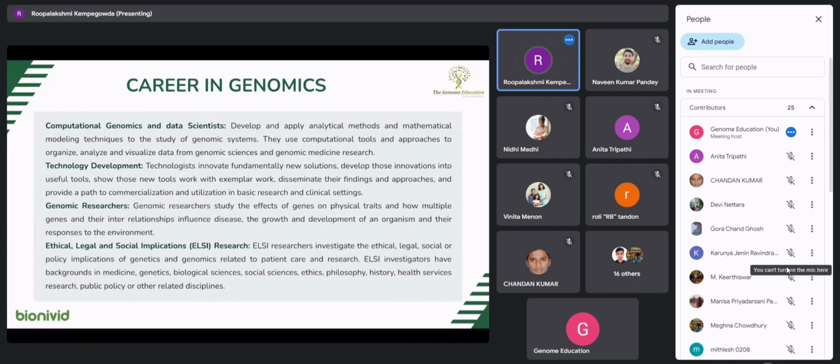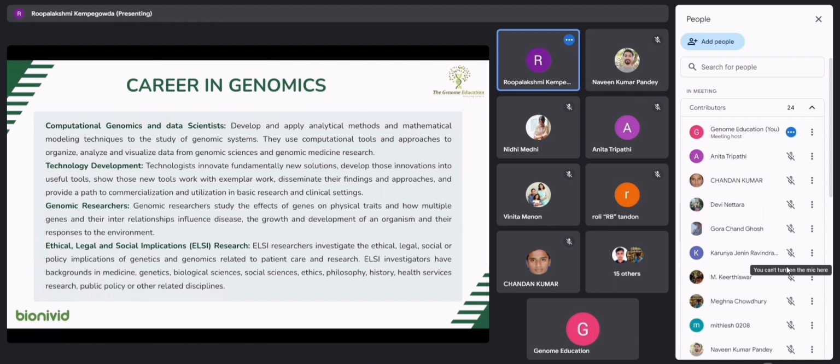And for genetic researchers, it can be academic, corporate sector, or clinical sector. We do a lot, yet we are not understanding much about the organisms. There are so many things to decode and understand about what is going on in living organisms. And then ethical, legal, and social implications.